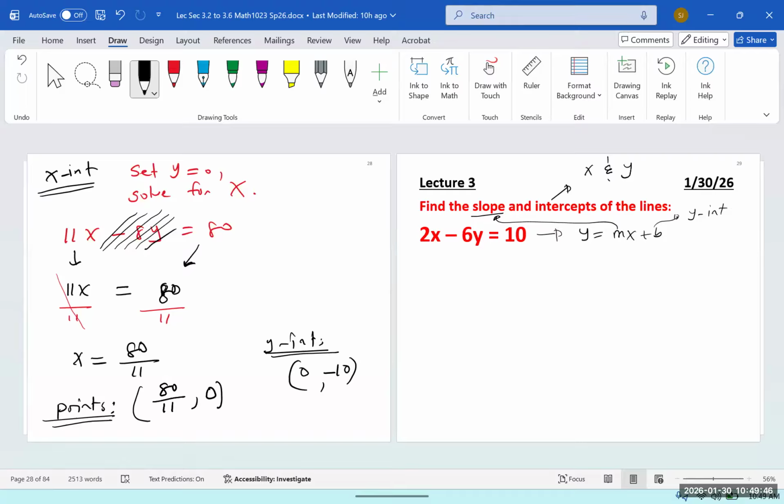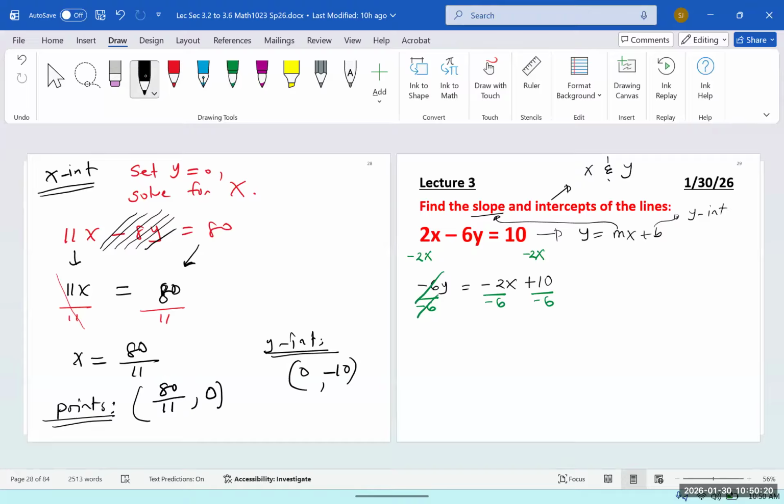So to solve for y, first we need to remove the 2x. So subtract 2x from both sides. We get negative 6y equals negative 2x plus 10. 10 doesn't have any sign on the right side, so it means it has an invisible plus sign. Now the last thing we need to do to get the y alone is divide every term by this negative 6.